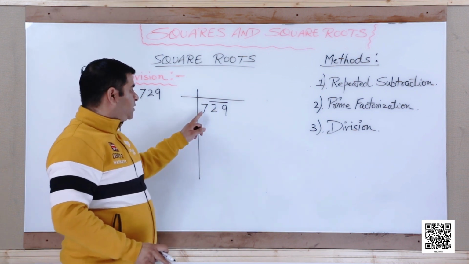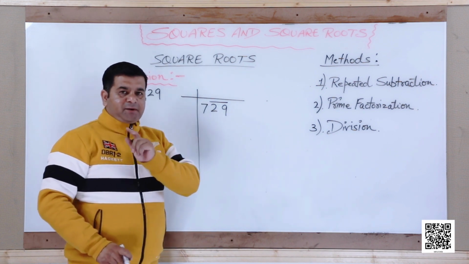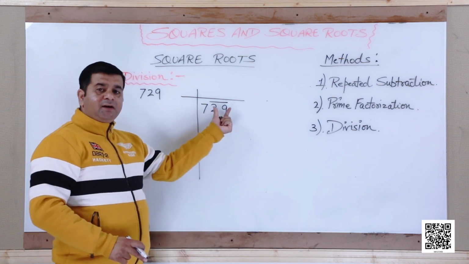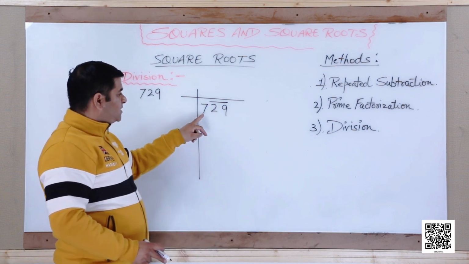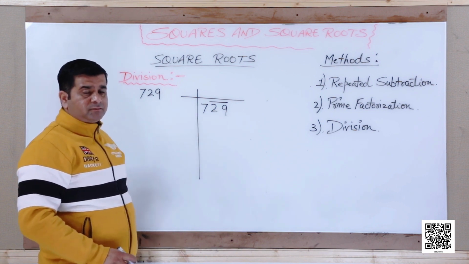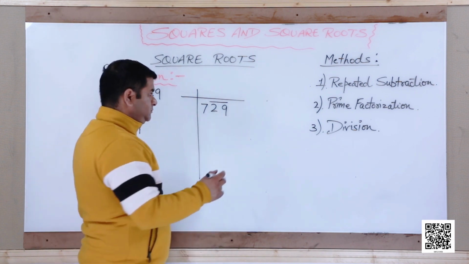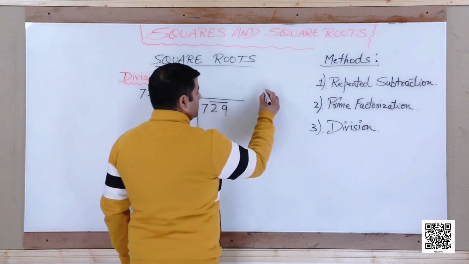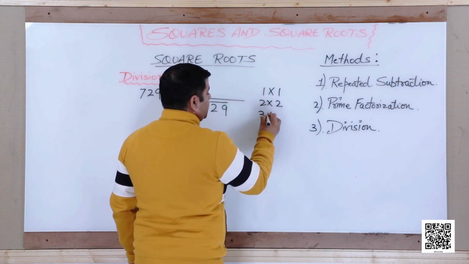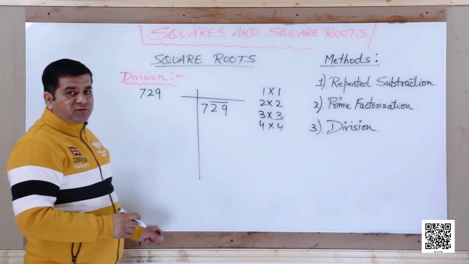If there were 2 digits here, we would have put them in one pair. Now always remember, we will take this pair together. First number is 7. There is nothing else, it's only 7. Now we will take numbers like 1 times 1 or 2 times 2 or 3 times 3 or 4 times 4, like this. We have to take square numbers like this.